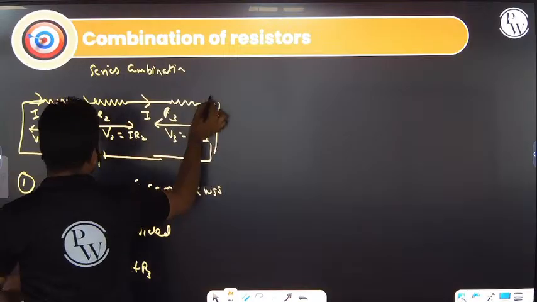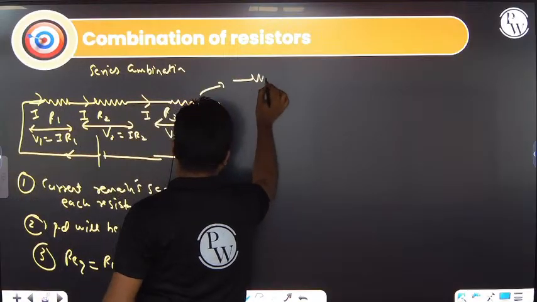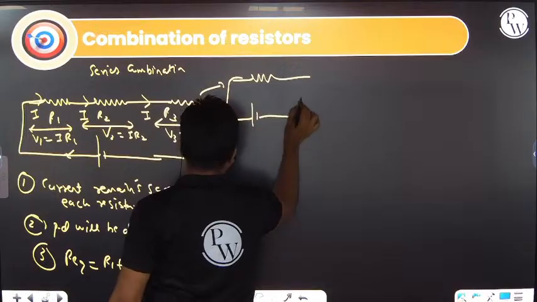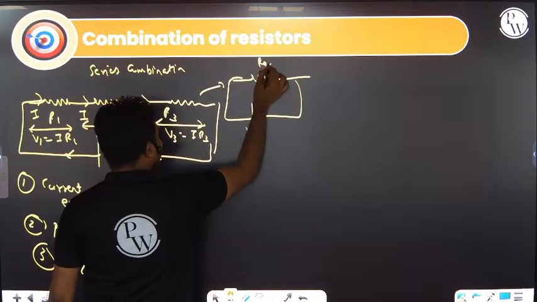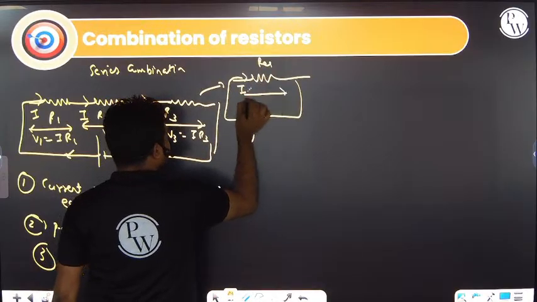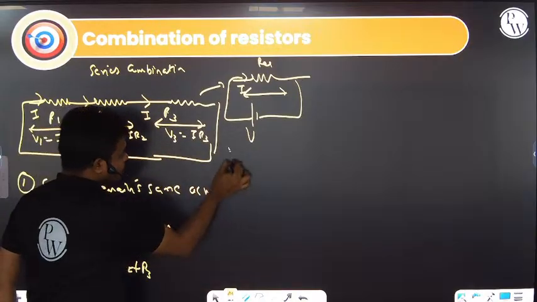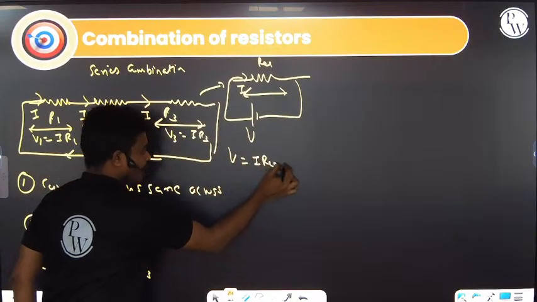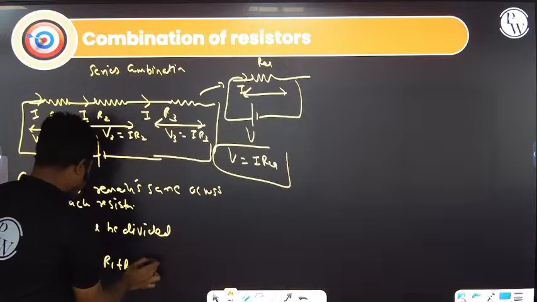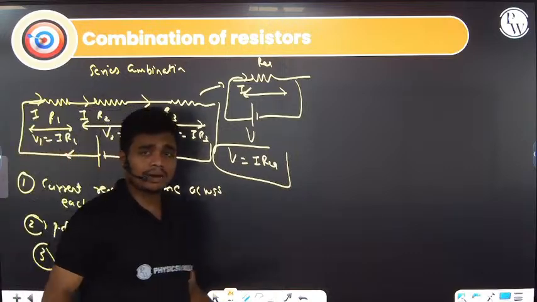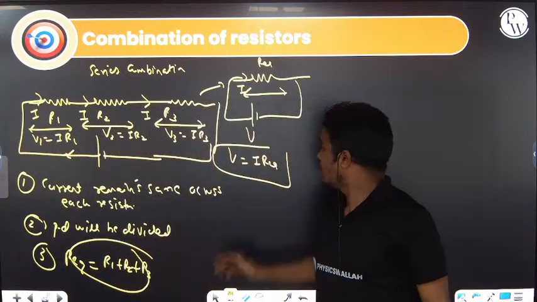Across the whole combination, the potential difference is given by V, with R equivalent and current I. So V equals I into R equivalent, and what is R equivalent here? R1 plus R2 plus R3. Whatever the number of resistances we have, just add them as they are.